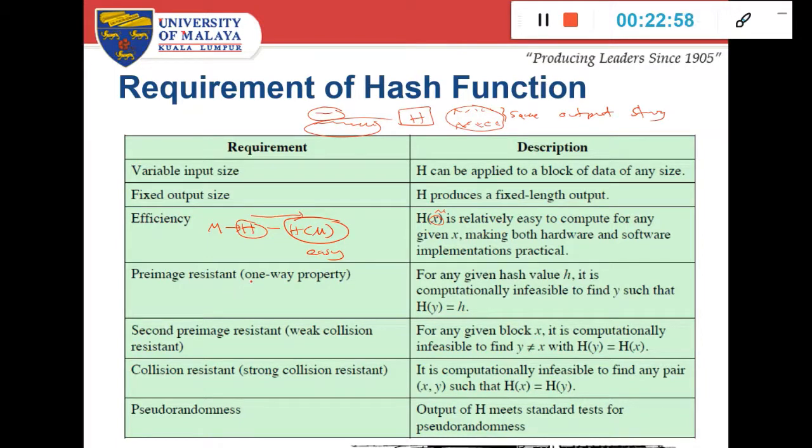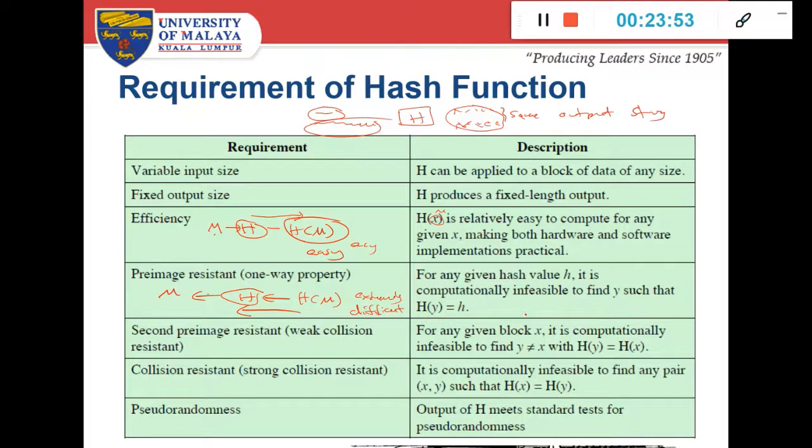Pre-image resistance: for any given hash value h, it is computationally infeasible to find y such that H(y) is equal to h. This is the one-way property. Let's say you only have the output of the hash function. It is computationally infeasible, almost impossible, to get the original message from the hash. Going from the message to the hash is easy. This direction is extremely difficult.